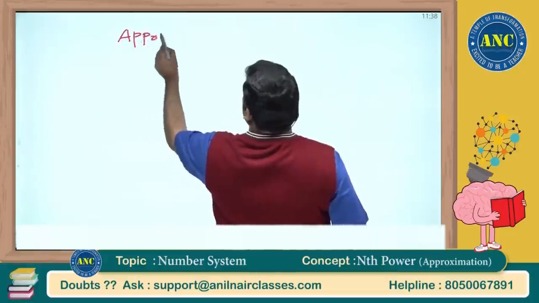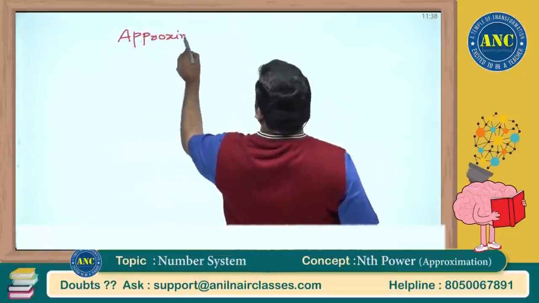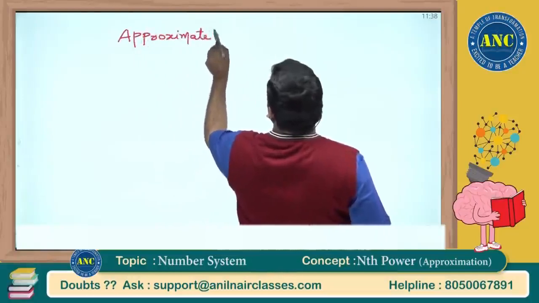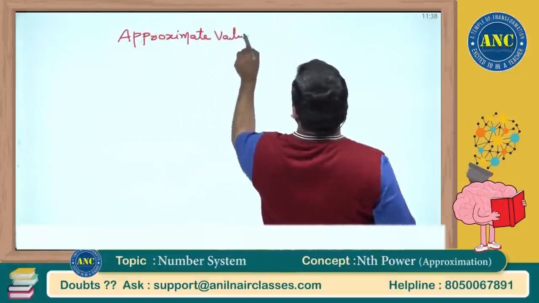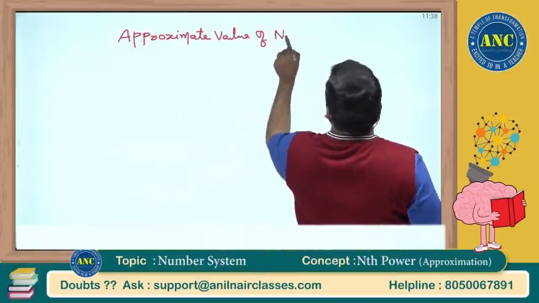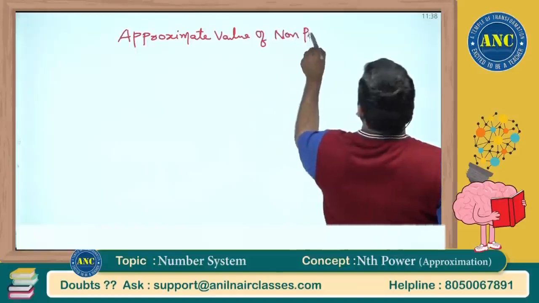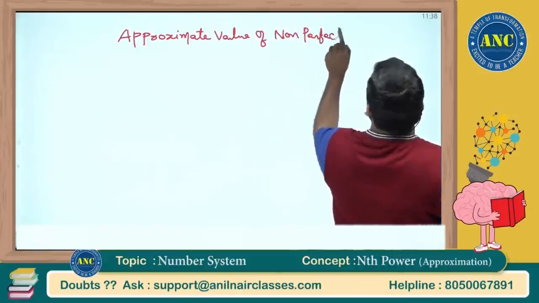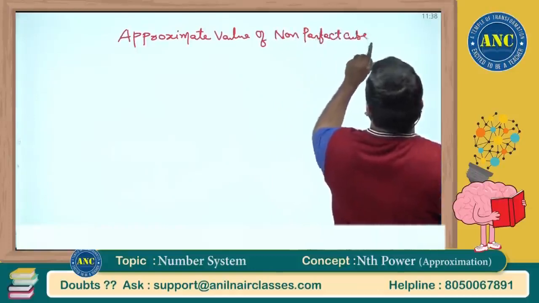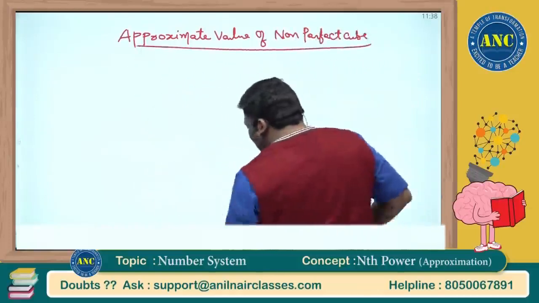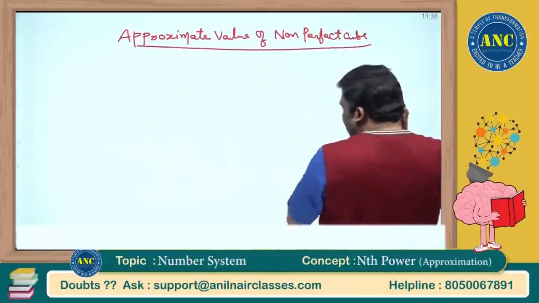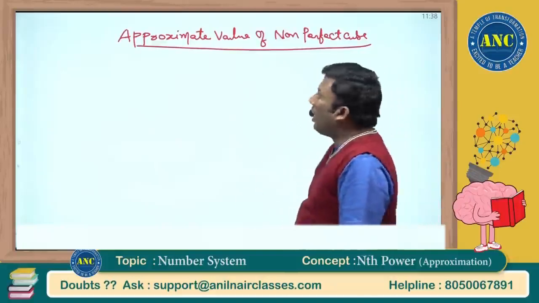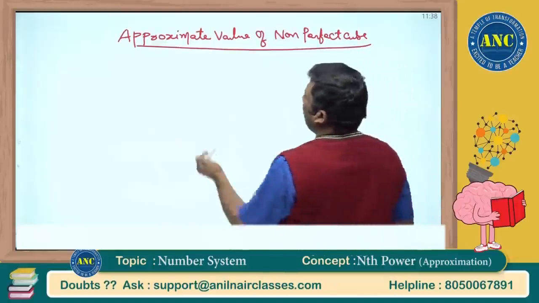Same thing what we did. Watch the entire video, then you can find the approximate value of a non-perfect nth power also. Non-perfect cube. How to find the approximate value of a non-perfect cube?